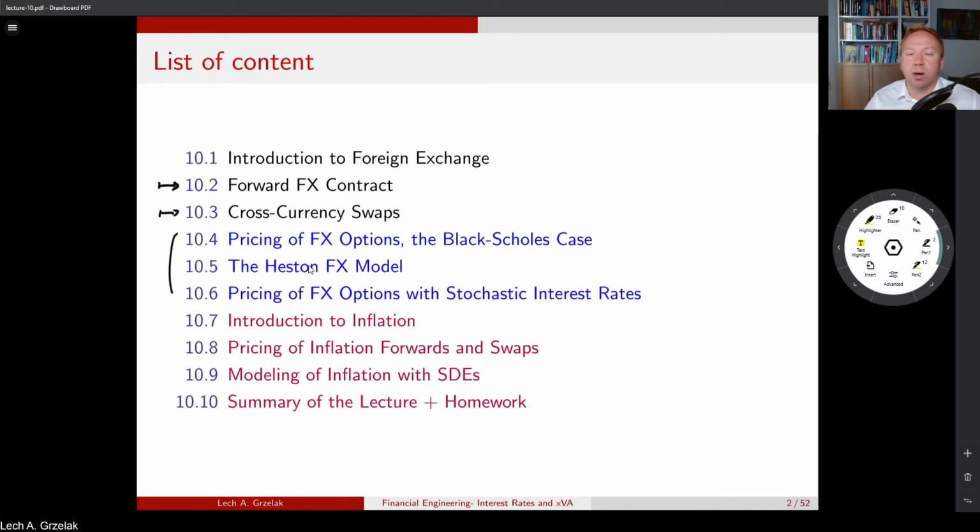with stochastic volatility for FX, and also a discussion on how to include stochastic interest rates. So not only stochastic volatility, but also stochastic interest rates in the foreign and domestic measure, and how to include those in the pricing of FX options.